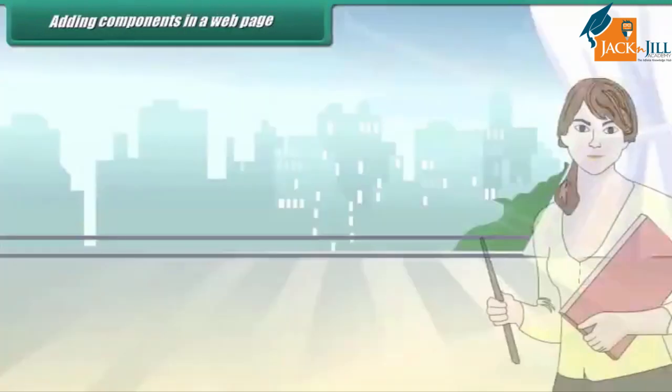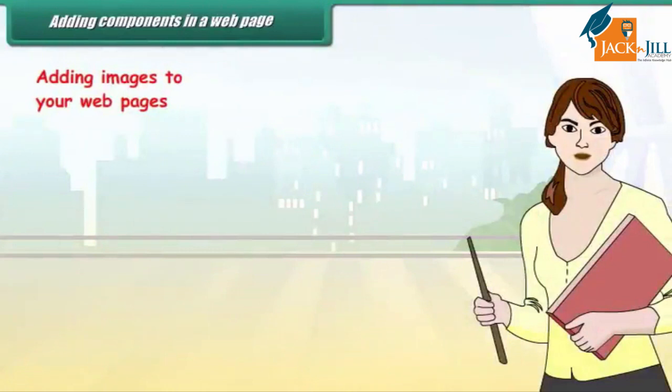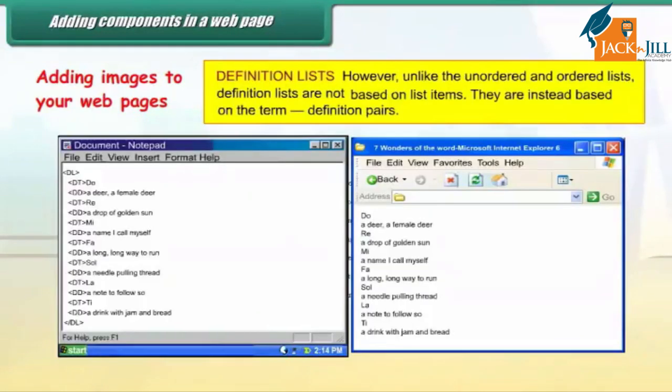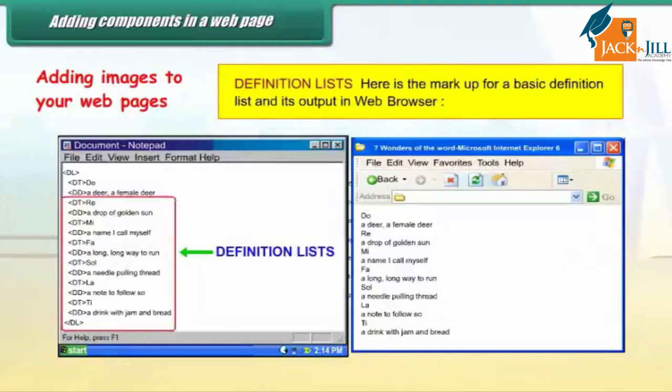Definition lists. As you might expect, definition lists begin and end with the tags DL. However, unlike the unordered and ordered lists, definition lists are not based on list items. They are instead based on term definition pairs. Here is the markup for a basic definition list and its output in a web browser.